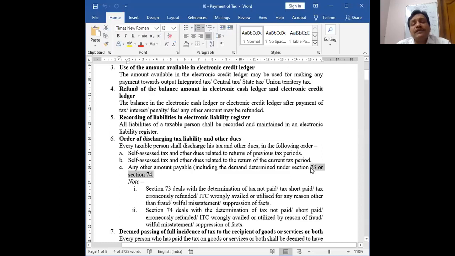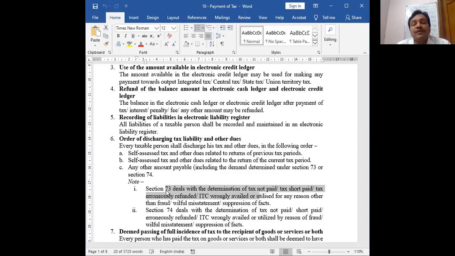Now what is section 73 and 74? These are related to some penalties. I have explained these below. Section 73 and 74 deal with what? Tax not paid, tax short paid, tax by default refunded, ITC wrongly availed, utilized, etc. These taxes you get to know later on, when the department will check your returns.